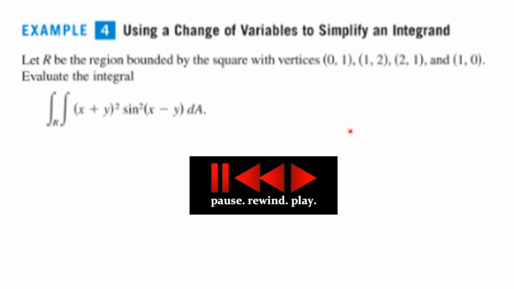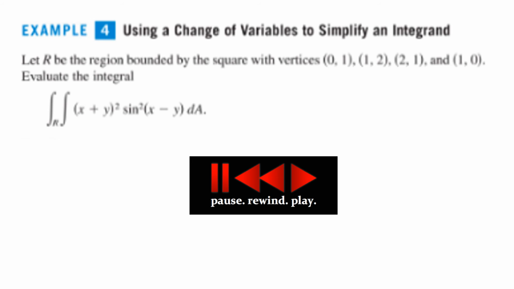Here's another problem for us to consider. Let R be the region bounded by the square. Now this is bounded by a square, so that's reasonably tame. But we want to evaluate the integral that looks like this. So it's the double integral over R of x plus y whole squared times sine squared of x minus y dA. Some rather obvious simplifications arise from this. And in fact, we still haven't graphed this to see what this is. So you know what to do.